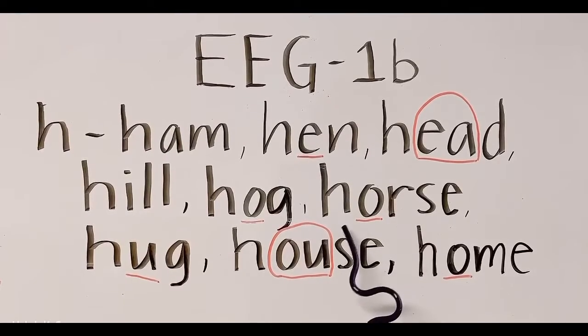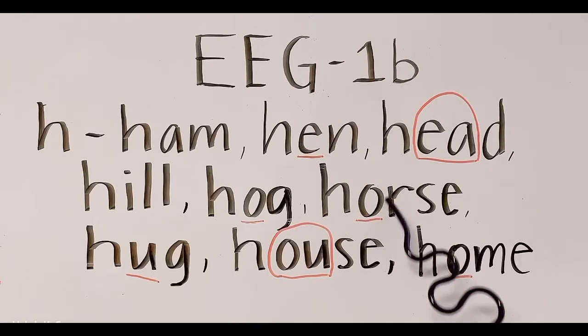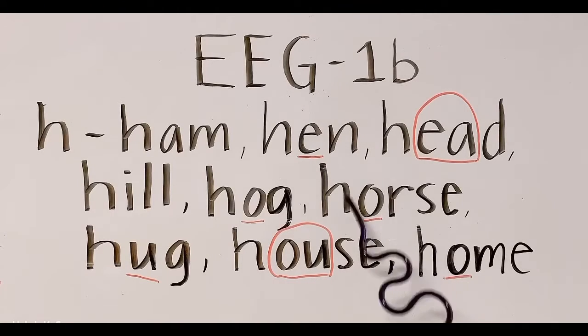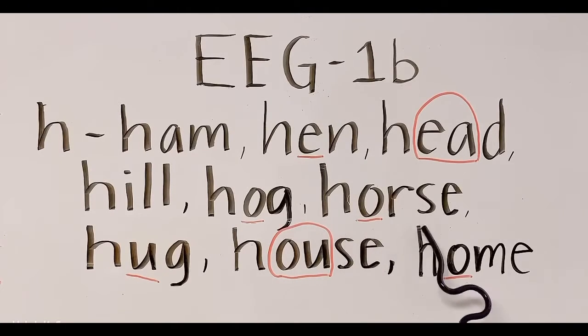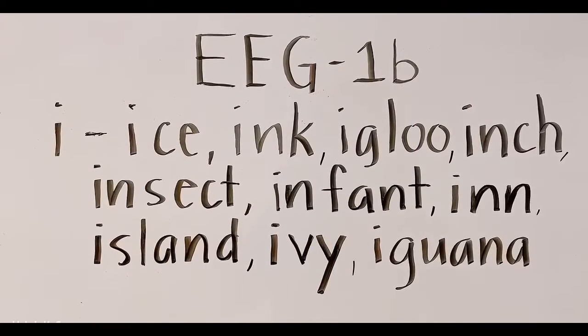So it is horse. This is home. Long O, short O. Horse, home. Okay. Good. Now let's go with the letter I.